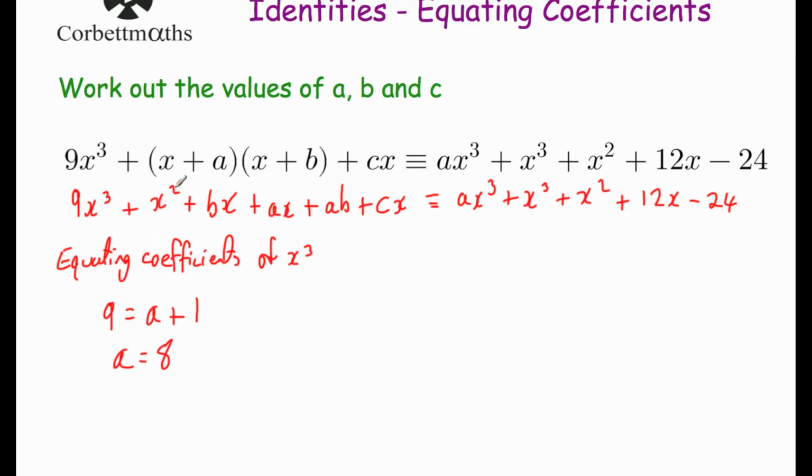Now if we look at our x squareds, on our left hand side we've got x squared, on our right hand side we've got x squared, and we've got no other x squared terms, so there's no point equating our coefficients of x squared. Now let's look at our coefficients of x.